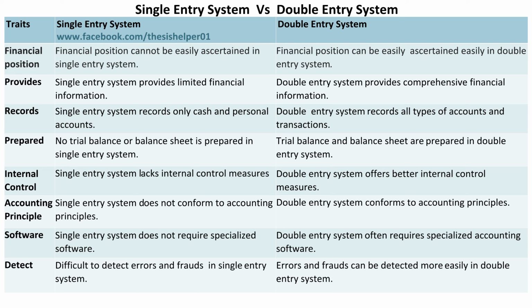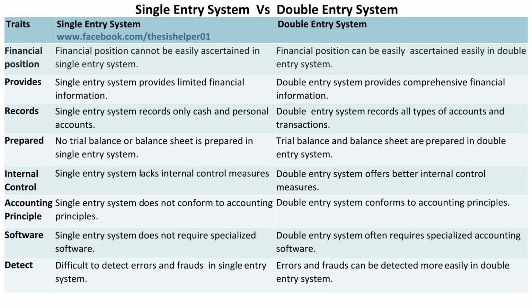Single-entry system records only cash and personal accounts. Whereas, double-entry system records all types of accounts and transactions. No trial balance or balance sheet is prepared in single-entry system. Whereas, trial balance and balance sheet are prepared in double-entry system. Single-entry system lacks internal control measures, whereas, double-entry system offers better internal control measures.